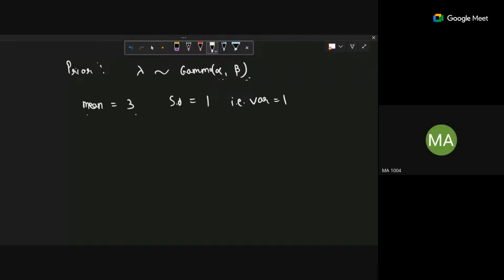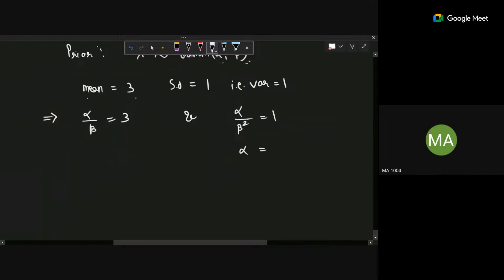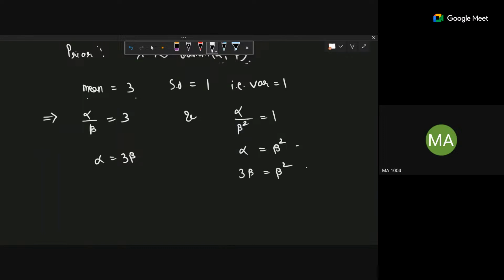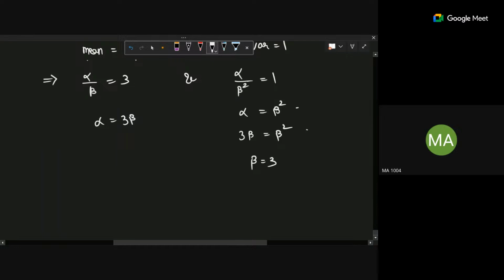If the mean is given as 3, according to the gamma distribution, what is the formula for the mean? Alpha by beta equals 3. And what about variance? Alpha by beta squared is 1. So two equations, two unknowns, we can solve for alpha and beta. From the variance, alpha is equal to beta squared. From the mean, alpha is equal to 3 beta. Put 3 beta here: 3 beta is beta squared, so beta is equal to 3. Once beta is 3, alpha is 3 into 3, which is 9. So that is the value for alpha and beta.